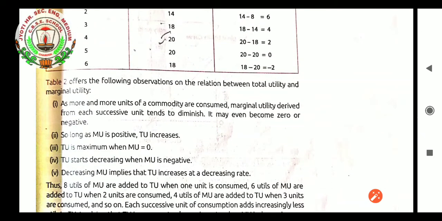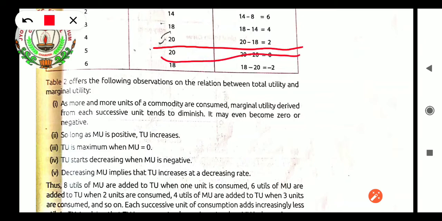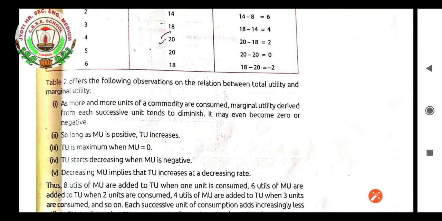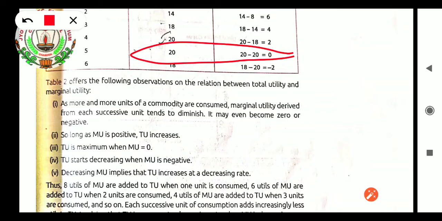So long as MU is positive, TU increases. It means that till the time our answer for marginal utility is positive, TU increases. Here you can see TU is stable. TU is maximum when MU equals 0. It is the situation where TU is maximum. Total utility equals 20 here, because here the marginal utility value comes to 0.